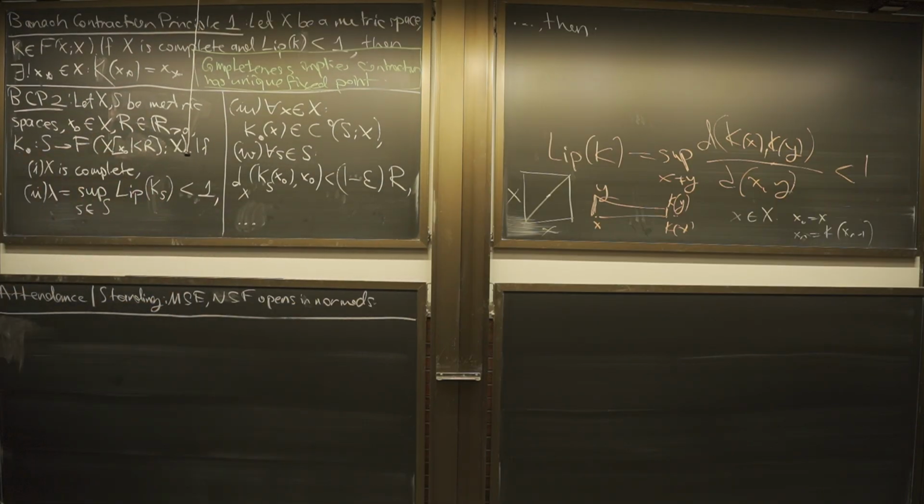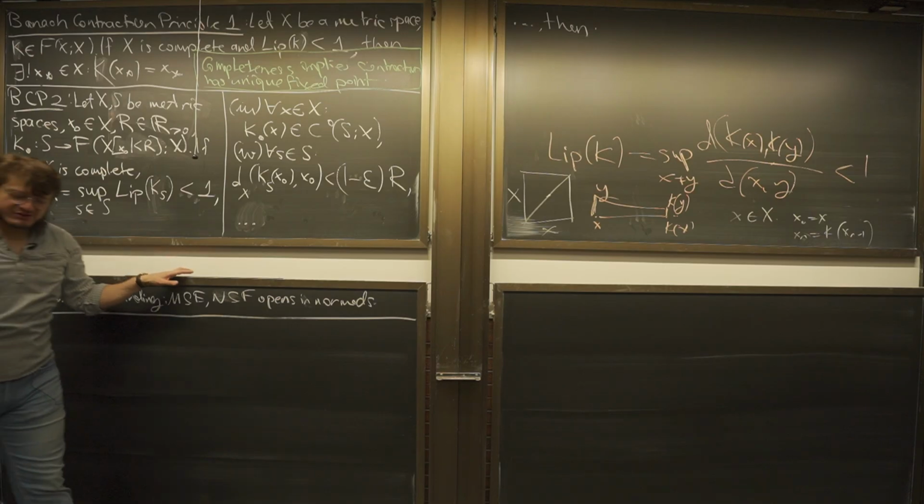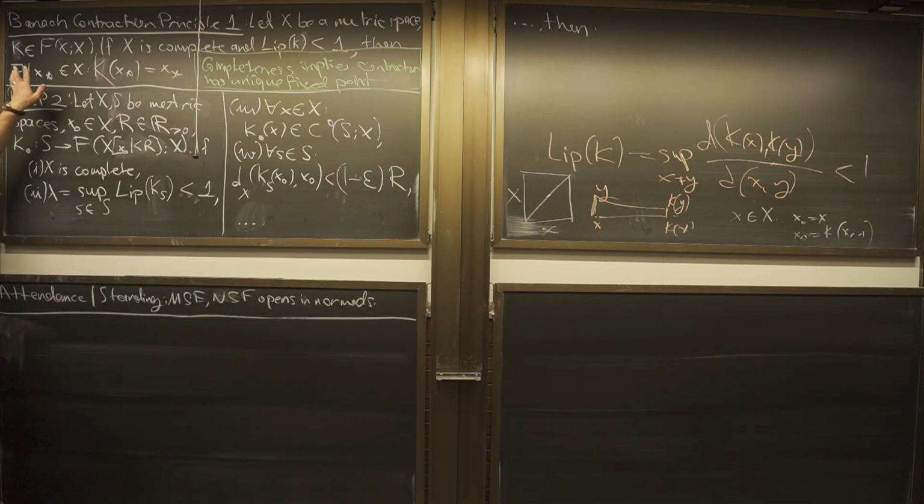That's what BCP1 says. BCP2 essentially says the same thing, except that this time, instead of having one function, k, you have a family of functions. This family is parameterized by this other metric space. And then also, instead of assuming that k is defined everywhere, you let k be defined on this open ball. Okay?